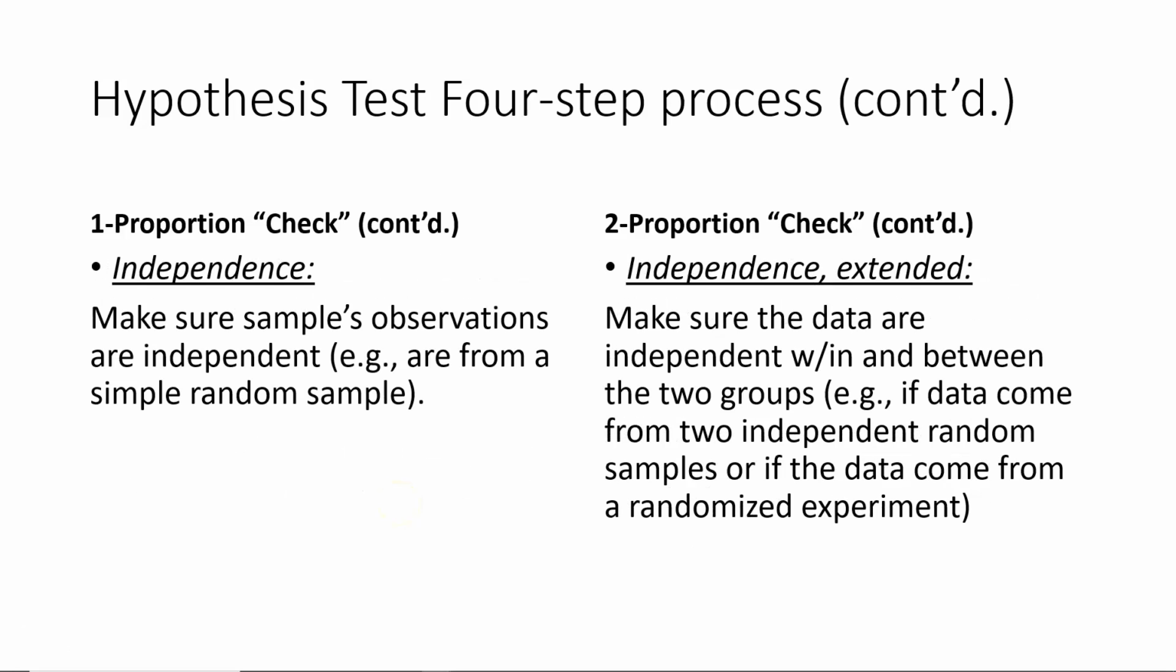So continuing to look at the check step for one and two proportion hypothesis tests, the first condition that we check for both of them is the independence condition. Although for the two proportion check, we call it independence extended because it differs from the one proportion case in that we are now considering two sets of data. And so we have to make sure that our statement includes that fact when we write that. Otherwise, the independence condition statements are very, very similar to one another.